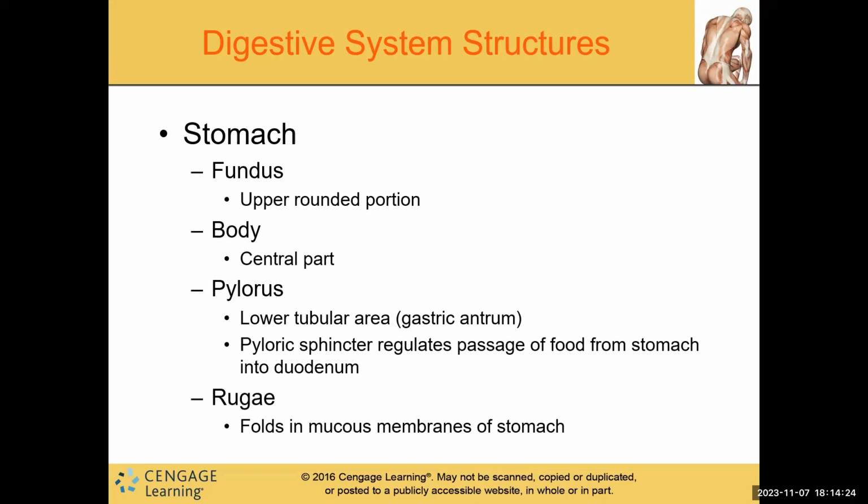Rugae are the folds in the mucous membranes of the stomach. If you were to open a stomach, you'd see all these little folds in there, and that's where the acid is secreted and food gets mixed in there. The stomach moves and churns the food. And so the rugae are the folds of the mucous membranes of the stomach.